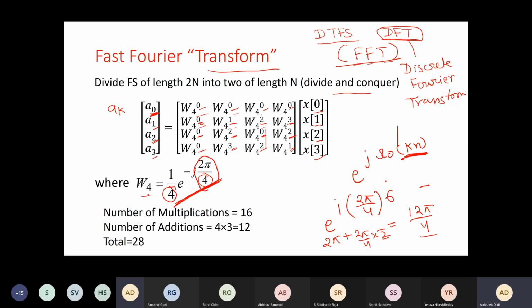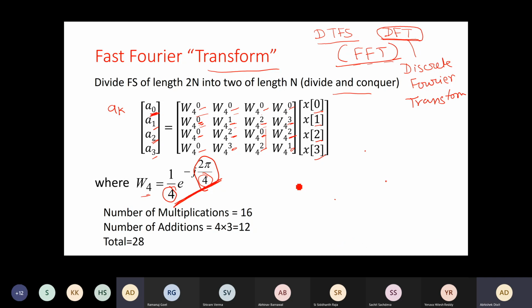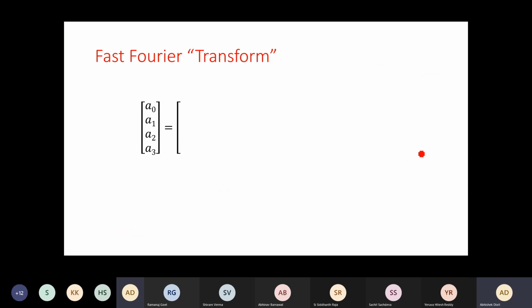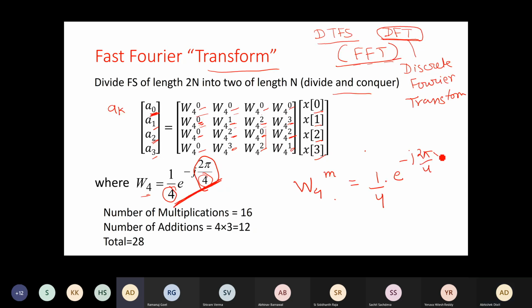Okay, any confusion on this part so far? Sir, does this notation refer to W4 raised to power this thing? Yeah, it's W4 raised to power. Sir, if that is the case, then when W4 is raised to power 0, then even the 1 by 4 factor will be omitted. No. So let me define this notation. I should have defined this. W4 raised to power m, if this is m, it means that 1 by 4 we do not change. This is e to the power minus j 2 pi by 4 times m. This is the meaning.